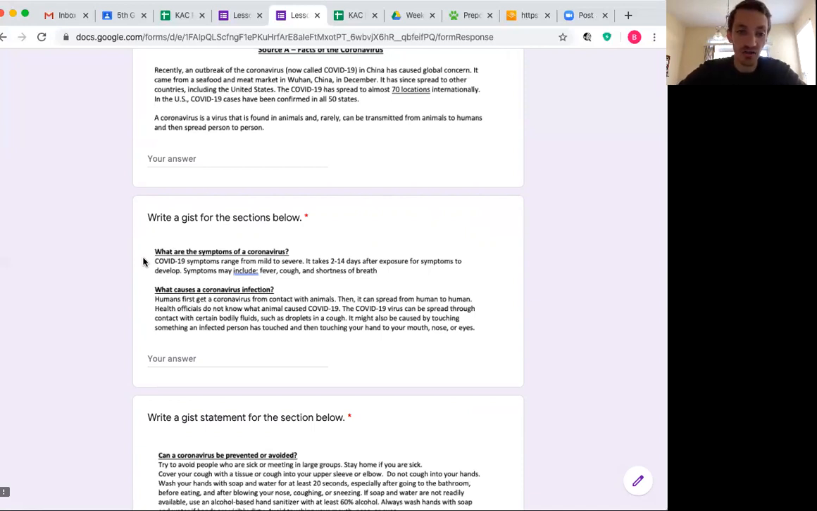What causes a coronavirus infection? Humans first get a coronavirus from contact with animals. Then it can spread from human to human. Health officials do not know what animal caused COVID-19. The COVID-19 virus can be spread through contact with certain bodily fluids, such as droplets in a cough. It might also be caused by touching something an infected person has touched and then touching your hand to your mouth, nose, or eyes. Please go ahead and write your gist.